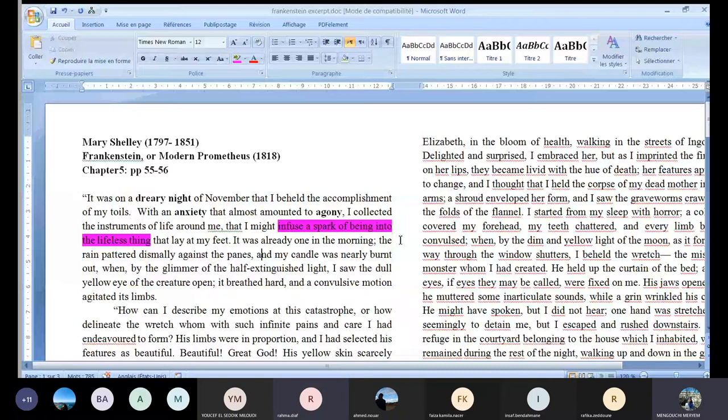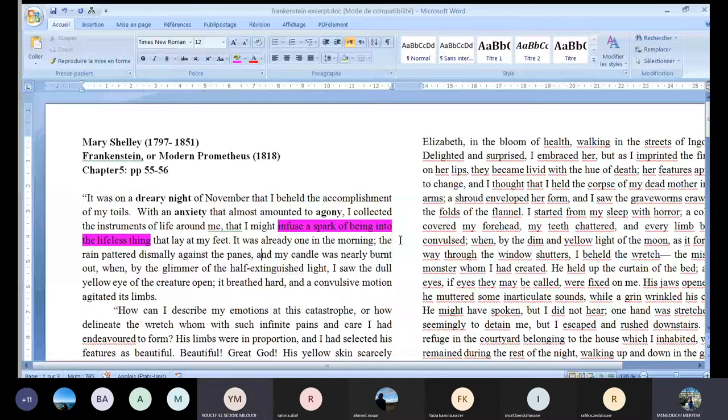Yes, well, actually, that's the literal meaning. So you just raised my attention to the fact that there is a pun here. So that's the literal meaning, but there is also another meaning in sparking life into the inanimate body. What is the other meaning? The other meaning? I think.